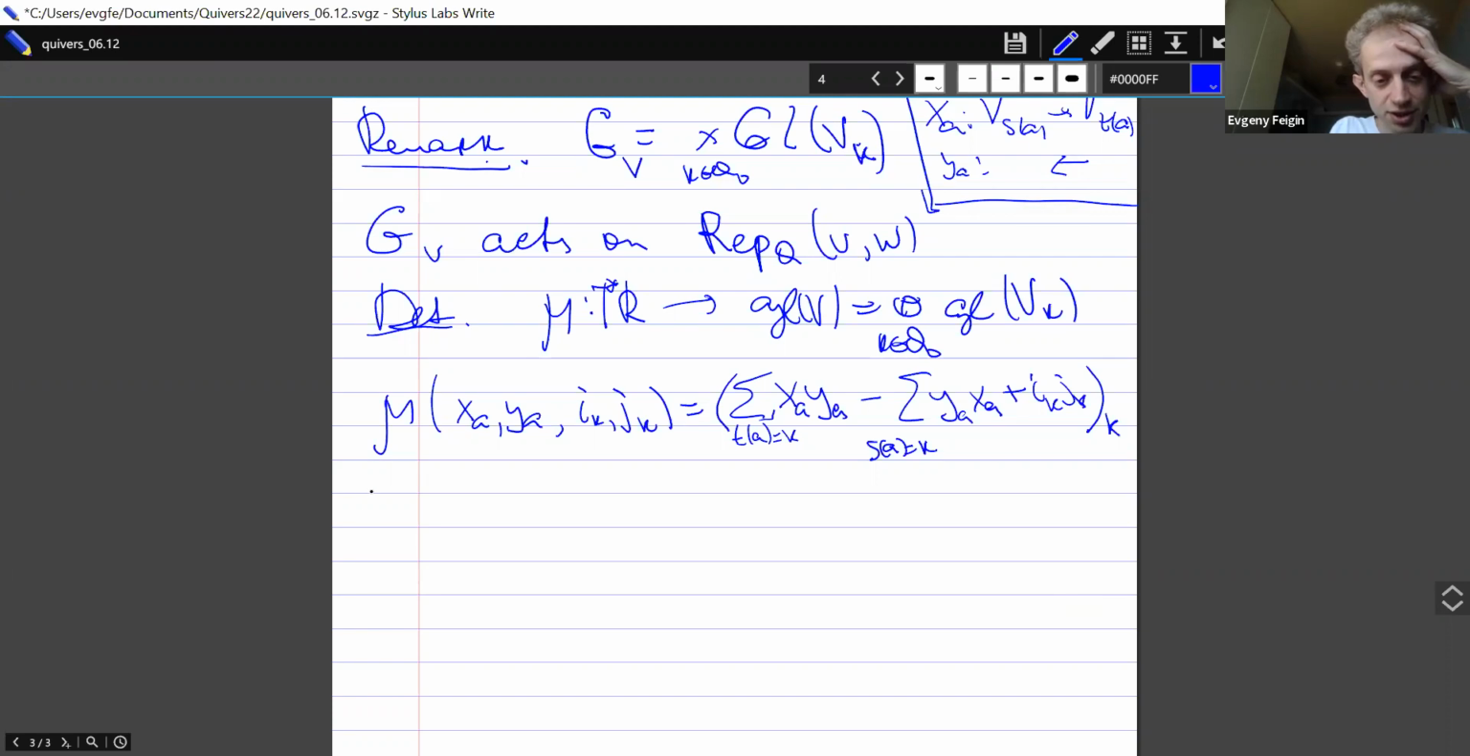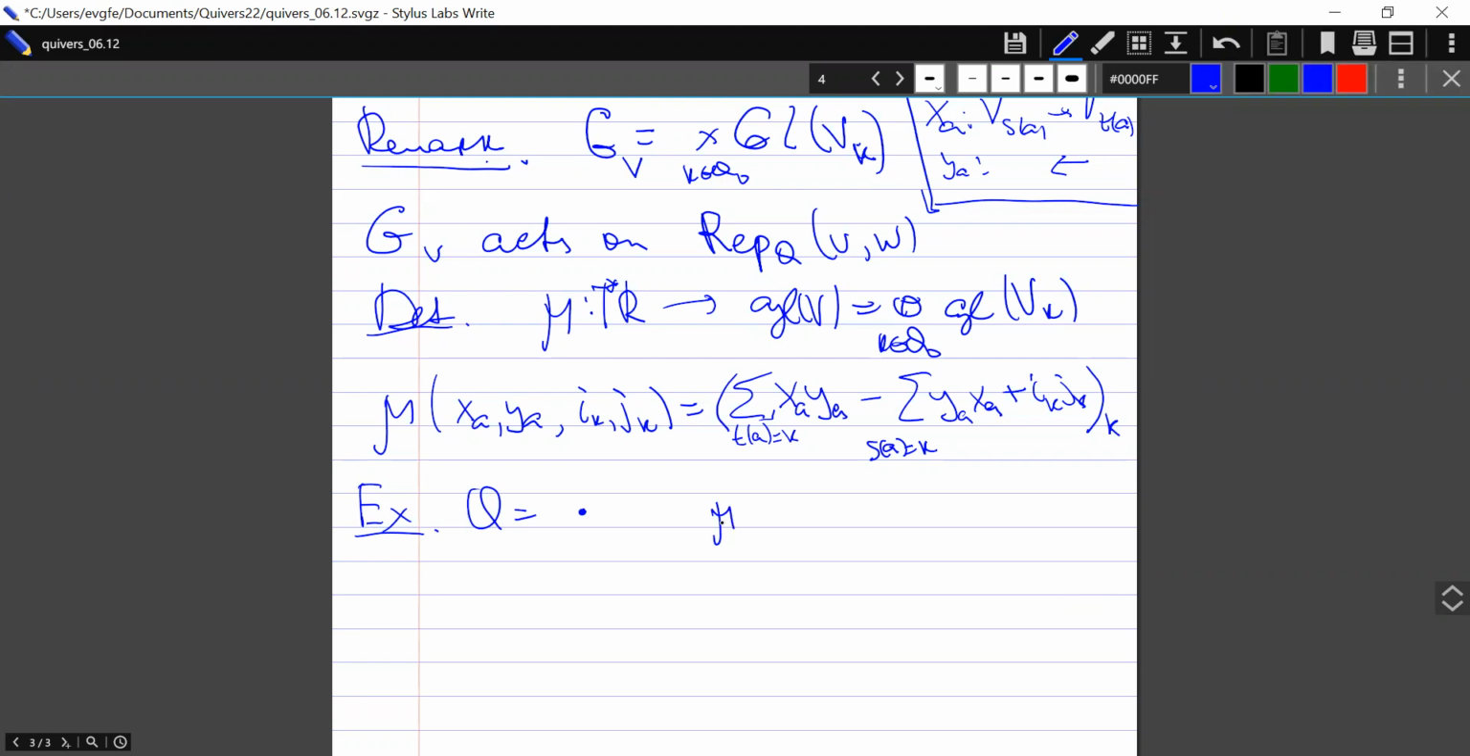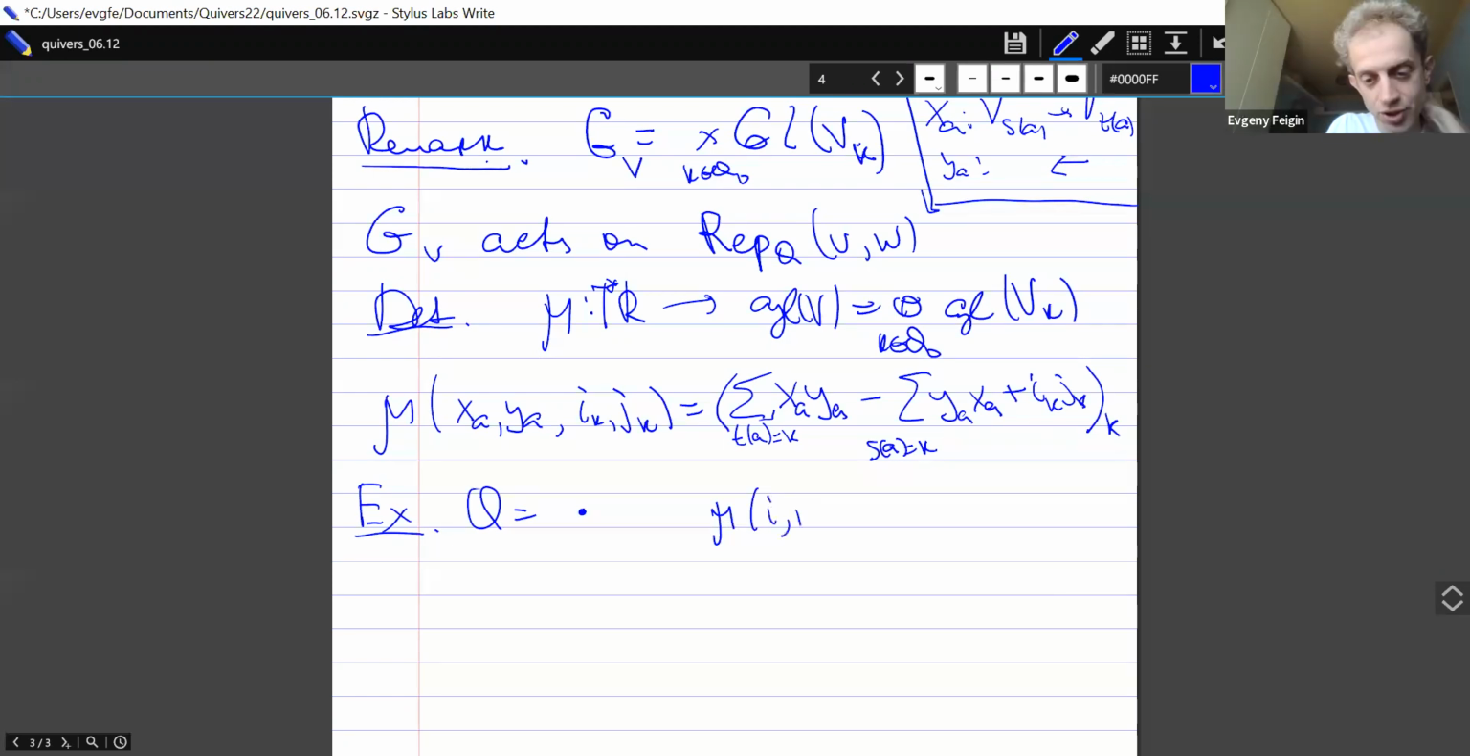Let's see some examples. So if Q is just a one vertex quiver, what is mu? Can you tell me? IJ. Absolutely. So mu of (I, J) is IJ. We have no X's, no Y's, just IJ.